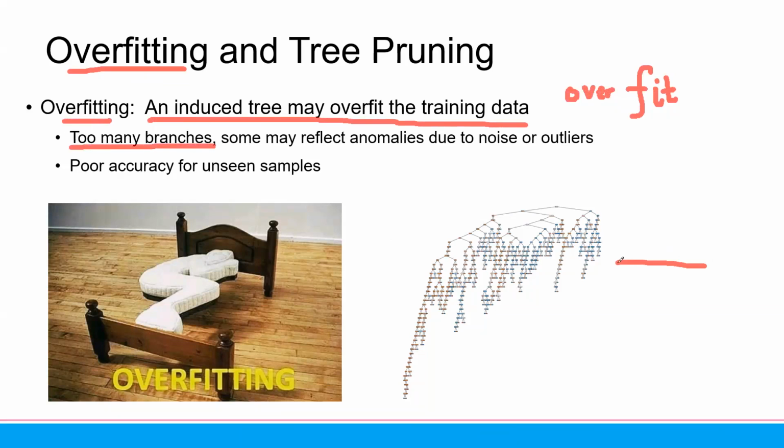So like this one, this is one example of a decision tree. There are too many branches and some may reflect anomalies because there may be noise, outliers. And it will have poor accuracy for unseen samples.